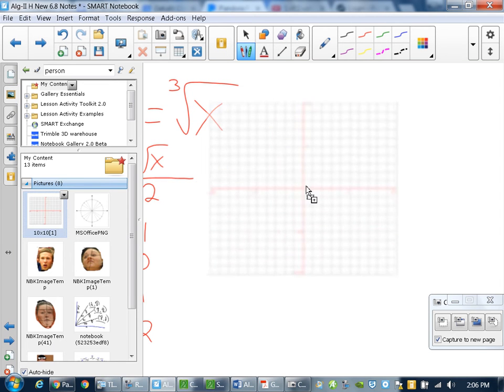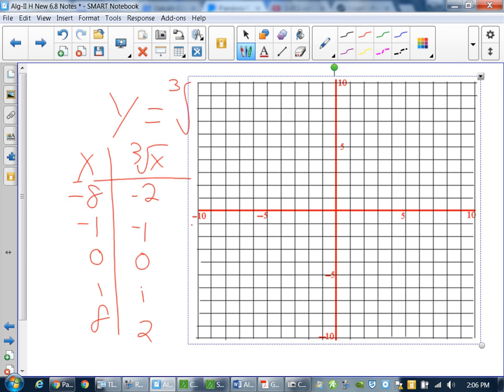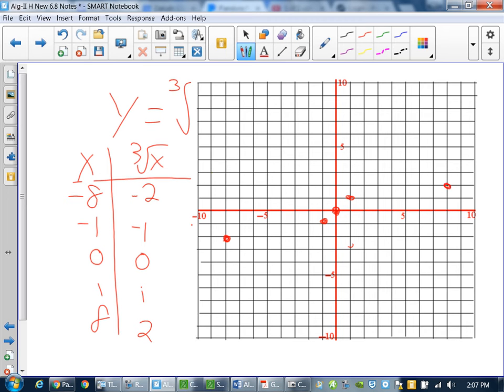So when we go to plot these, I just start. -8 and -2. -1 and -1. 0, 0. Sorry about that. I flipped on the wrong side. And your basic idea of a cube root function is increasing from left to right. It's doing that.